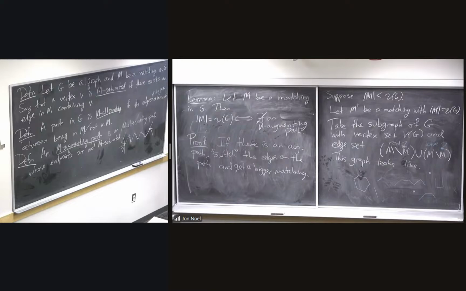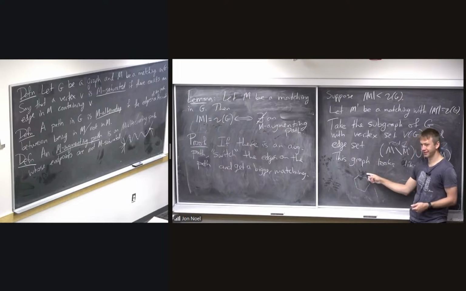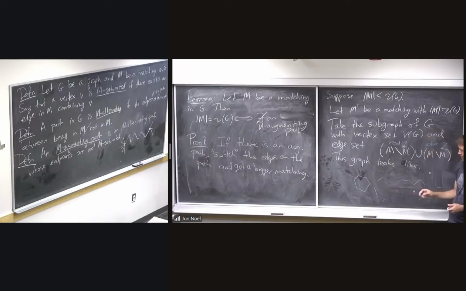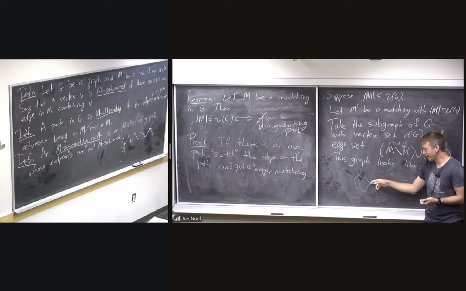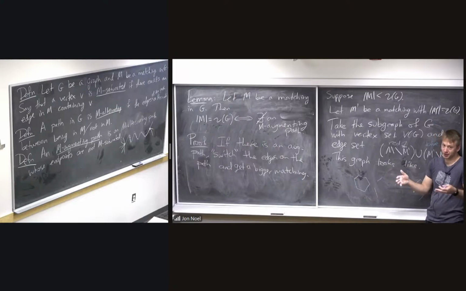So I claim that you can't have all of the components looking like this. They can't all be cycles. Can you see why? Let's say the number of edges from each matching. Yeah, exactly. Each cycle contributes, like this one has 3 red edges, 3 blue edges. Generally, you're always going to get the same number of red and blue in every cycle. But we just know that there are more blue than red, right?